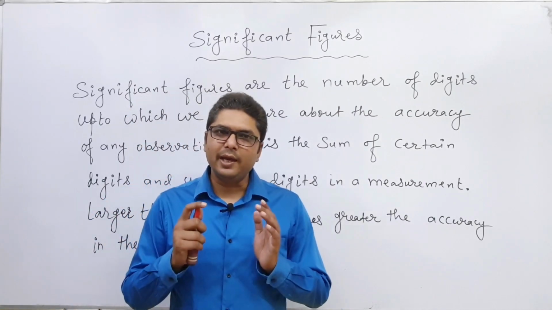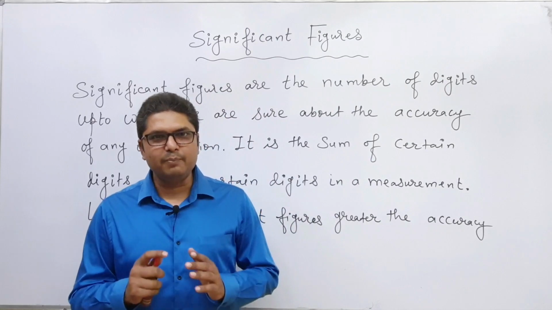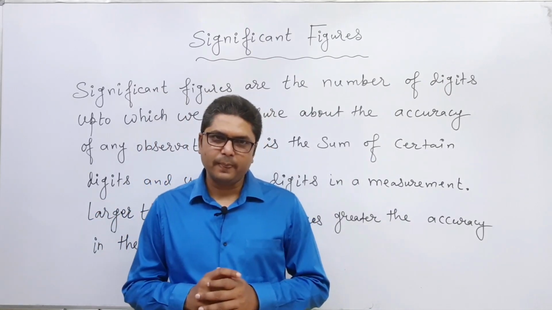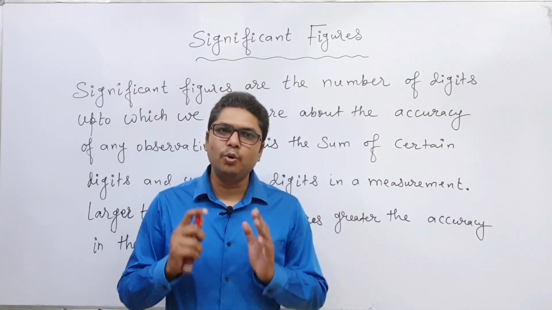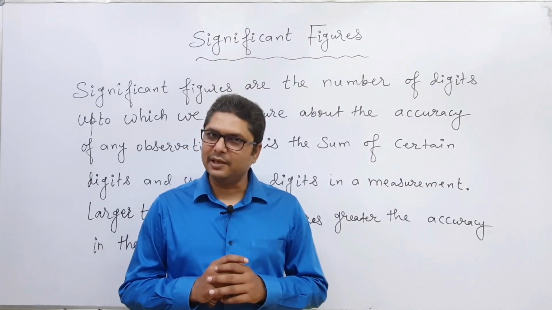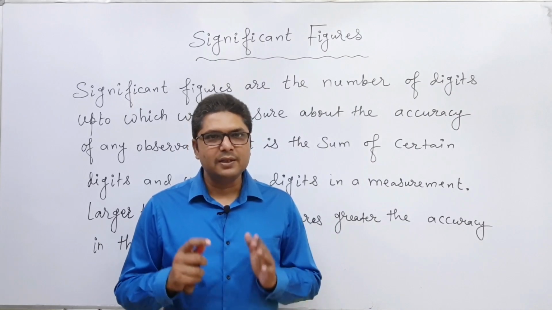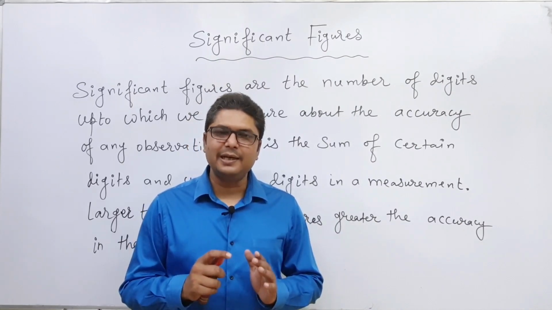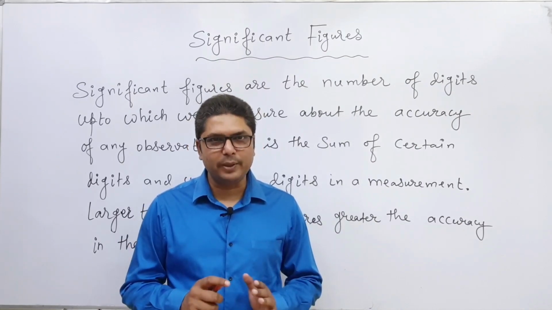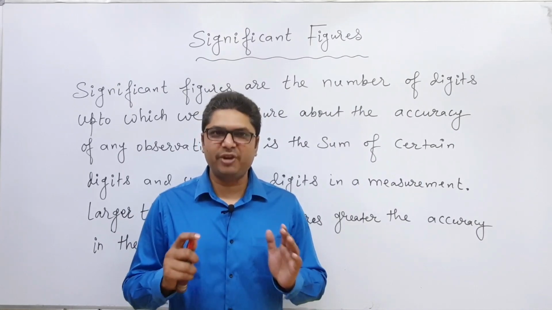Suppose you do any measurement, then in that measurement you get a numeric value. The numeric value has two parts. One is said to be certain and another is said to be uncertain. The sum of certain and uncertain digits is said to be significant figure.